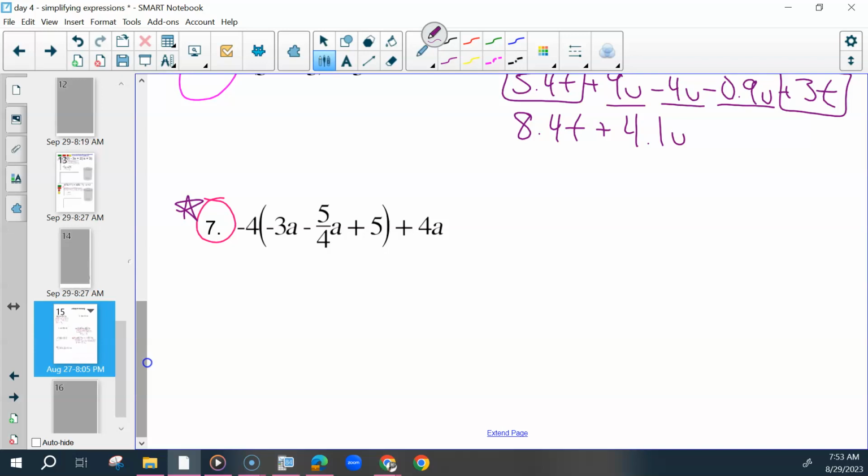Alright, so like the problem we did sometime yesterday, we have a choice. We can either distribute to everything and then deal with combining the terms, or we can combine the terms and then deal with distributing and then combine the terms. Which do you want to do? Distribute first or combine my terms first? Okay. So let's go ahead and combine these two.